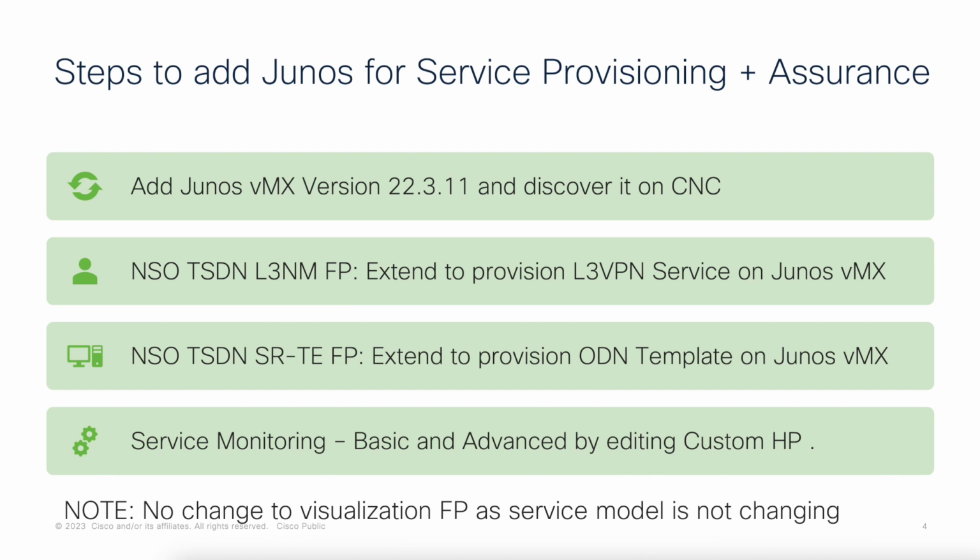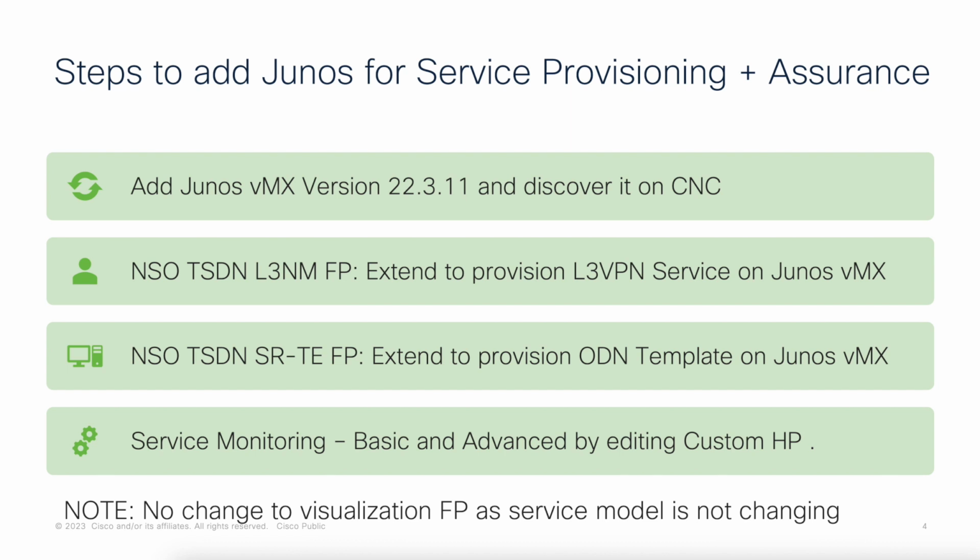Then we're going to talk briefly on the second and third item on this slide, which is the NSO side changes to extend the L3 VPN service, which is called the L3 network model function pack. This is now going to configure L3 VPN on the Junos router. And we are also extending the core function pack with the segment routing TE that ships with CNC. It's called the TSDN core function pack.